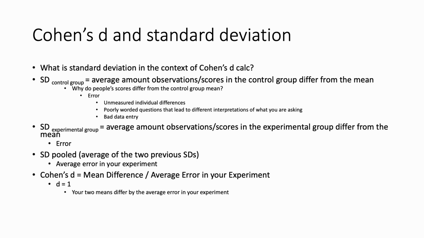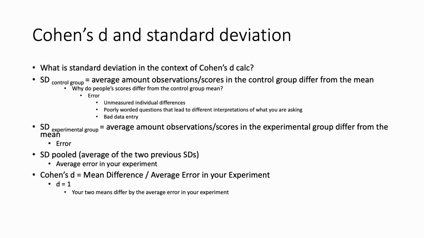Or just bad data entry. I let the baby do it. We slipped. I hit 5 when I should have hit 3. There are a lot of reasons why scores in your control group differ from the mean. But because we don't know what they are, we call them error. The same thing is true for the standard deviation in the experimental group. Why do the observations in the experimental group differ from the mean, which is the signal we present to the world? Well, it's error as well.